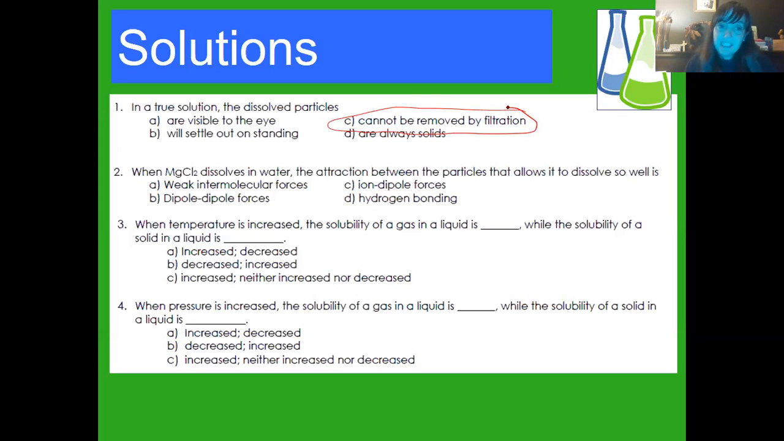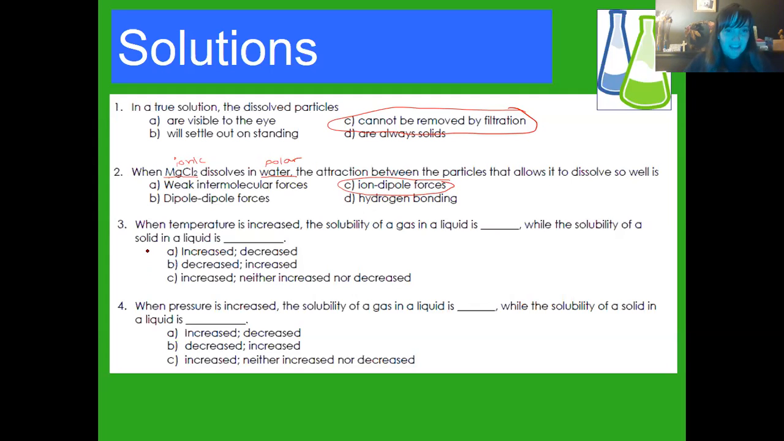Two, when magnesium chloride dissolves in water, the attraction between the particles that allows it to dissolve so well is, right, so we're thinking, what is the attraction between magnesium chloride, the solute, and water? Well, water, H2O, is polar. Magnesium chloride, that's a metal and a nonmetal, so that's ionic. So the attraction between something polar and something ionic is called an ion-dipole force. It's one of the types of dipole-dipole forces.